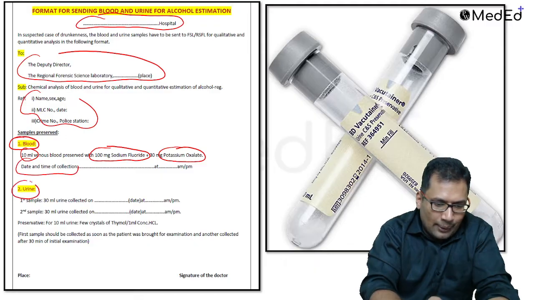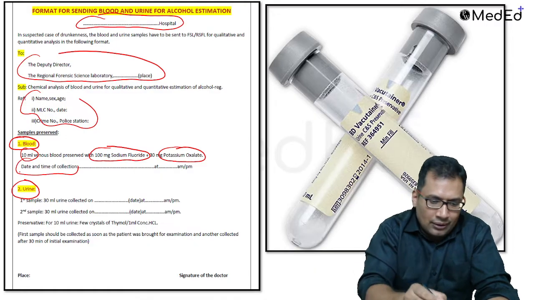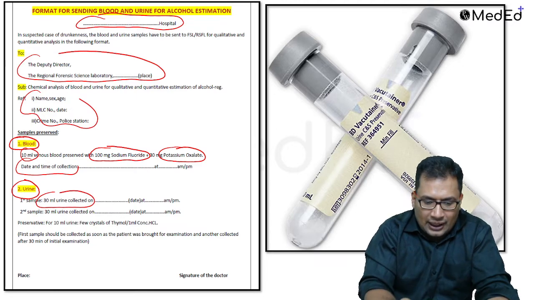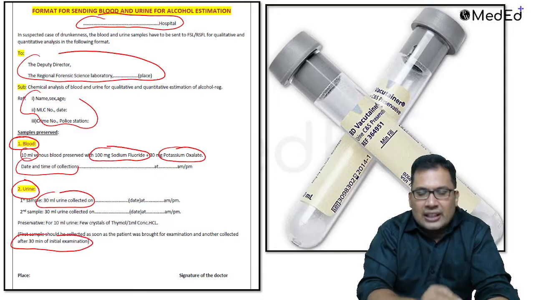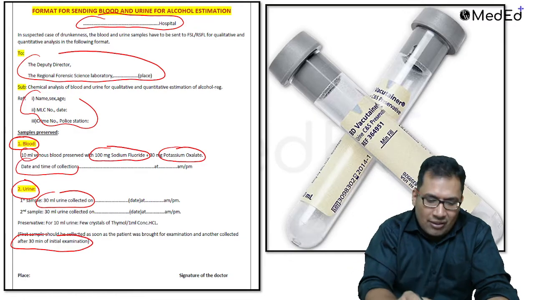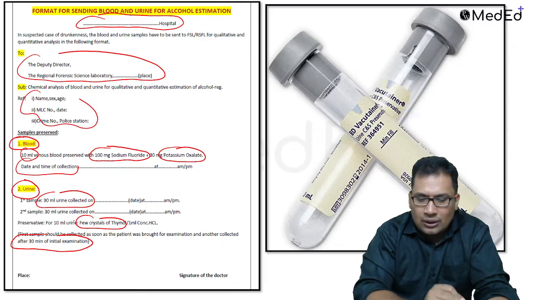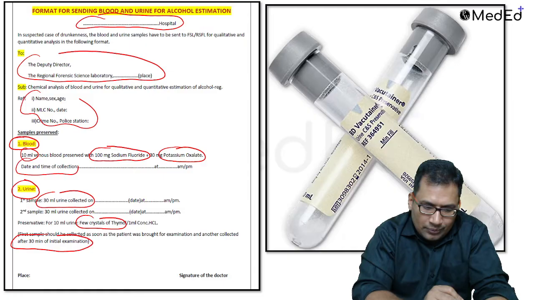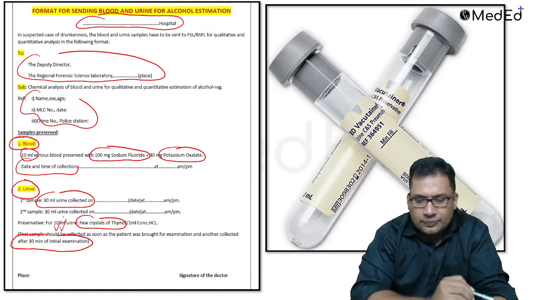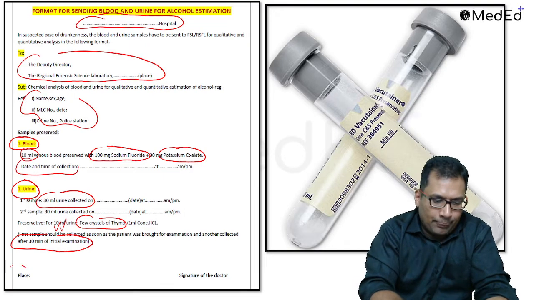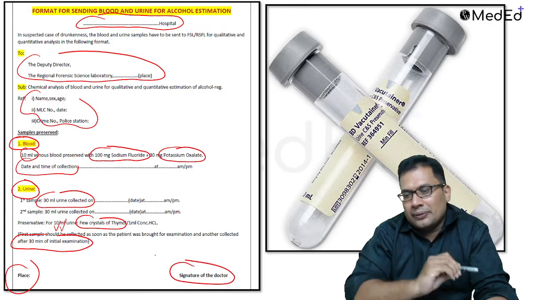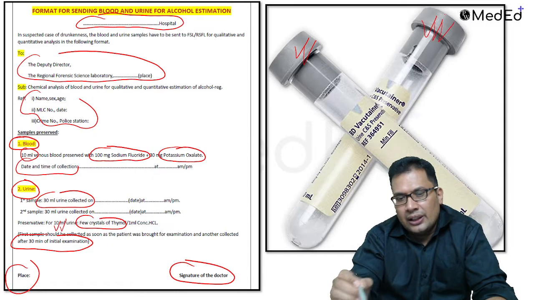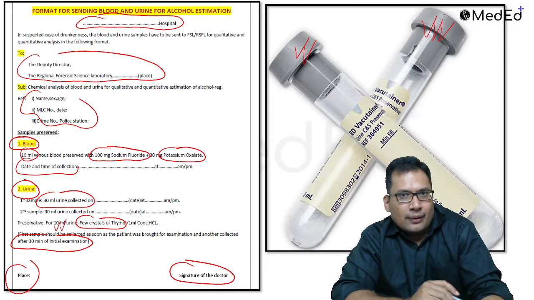Then urine. Two samples of urine. The first sample is 30 ml of urine. The second sample is collected 30 minutes after the initial one. Preservative is a few crystals of thymol per 1 ml of concentrated hydrochloric acid, or 10 ml each. Then the name and signature of the doctor. This is the vacutainer, which is used in the collection of the samples from the patient.